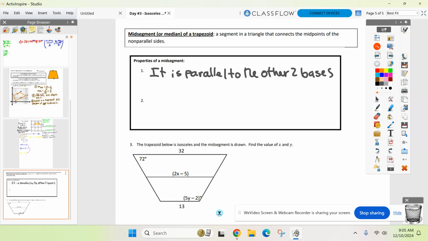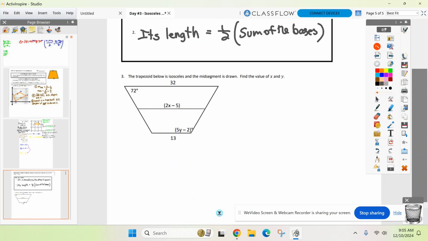All right, so let's go back to our last property. The last property of a mid segment, and probably the more important one, is its length is equal to half the sum of the bases. So if I know it's a mid segment, its length is half the sum of its bases. All right, let's try one out before you try some homework problems on your own.